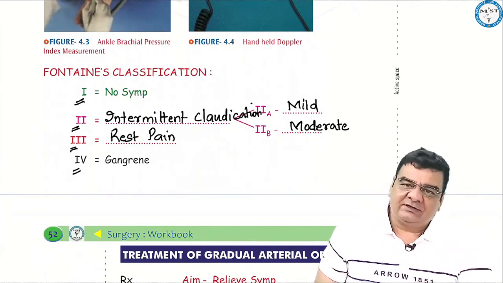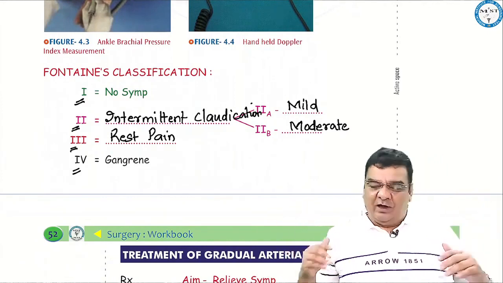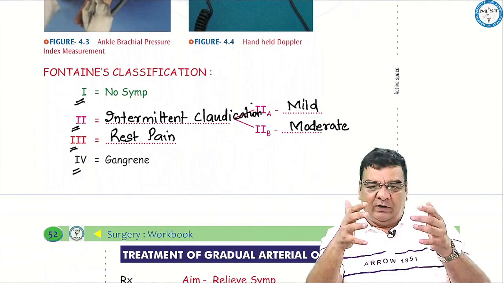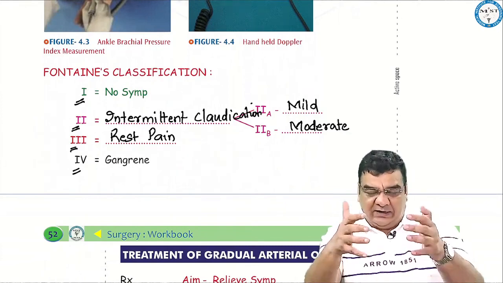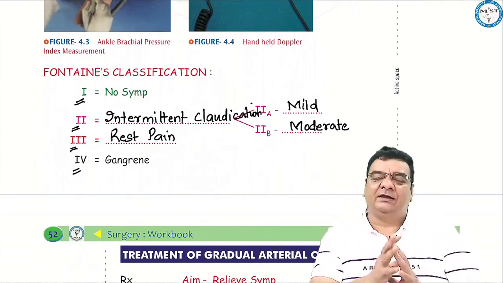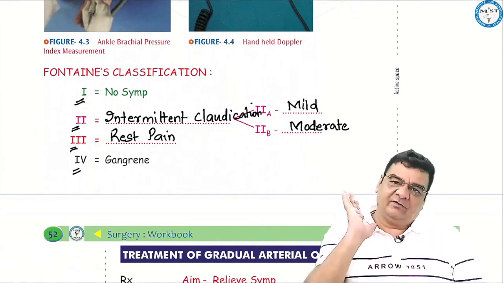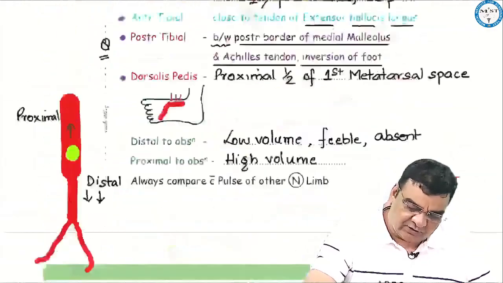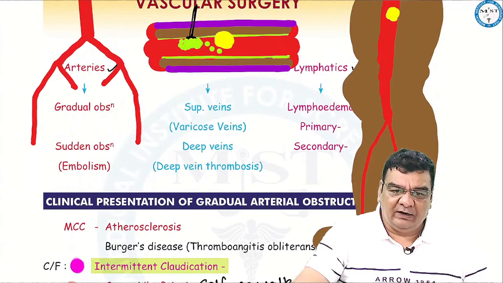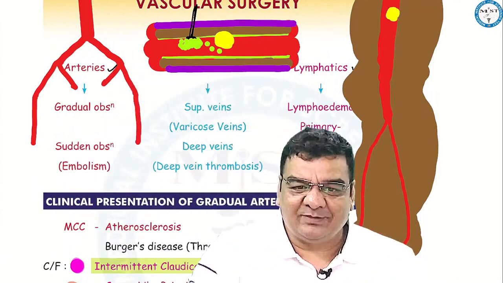Now let's take a look. This is what we have understood. Gradual arterial obstruction, how the patient can present to us in different stages. What you as a doctor will do to examine, clinically diagnose, and take the support of investigation to conclude your clinical diagnosis. Diagnosis is made. Patient is sitting in front of you. You are the doctor. As a doctor, what we want to achieve is we want to relieve the symptoms of the patient.